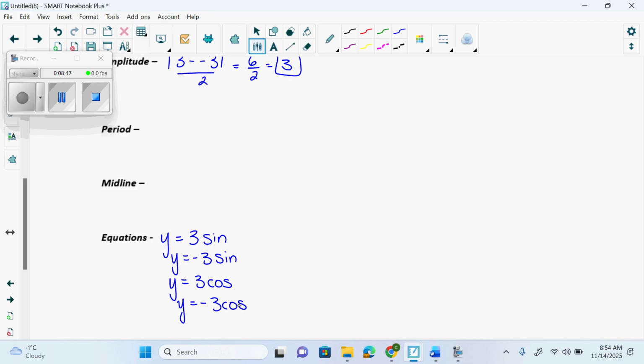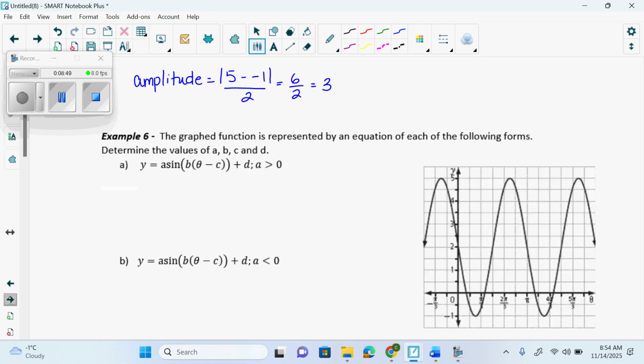And the next one is, or sorry, this 3. We can fill this in if you look. This one's a sine, but a has to be what? Greater than 0. So we know we're going to have y equals positive 3 sine for this one. This one is sine, but a is less than 0. So this one would be y equals negative 3 sine. So they can force you into an equation, right?